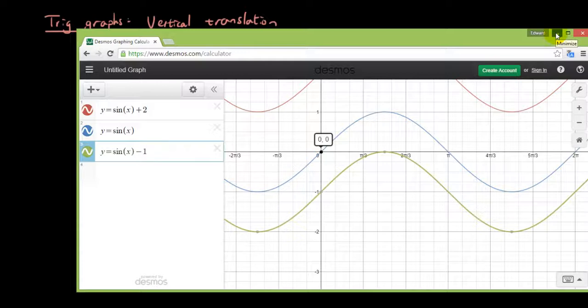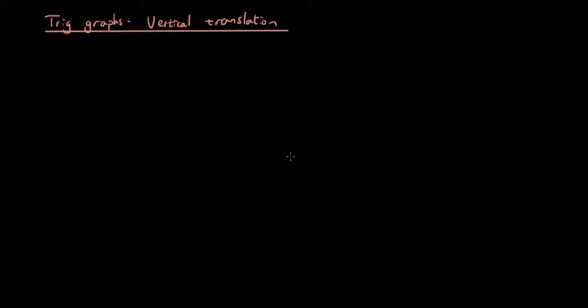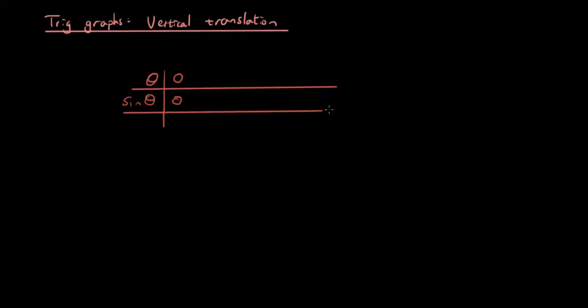In case you're still confused, I'm going to show you the table of values, but if you're okay with it, then feel free to move on to the next tutorial. So let's say I have theta. When theta is 0, sine theta is 0. Sine of 0 is 0. And then if we go sine theta, let's say plus 3, then the answer is going to be 3.